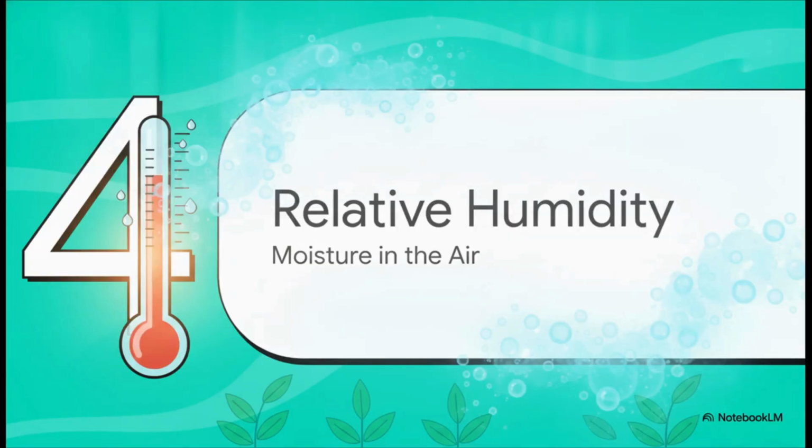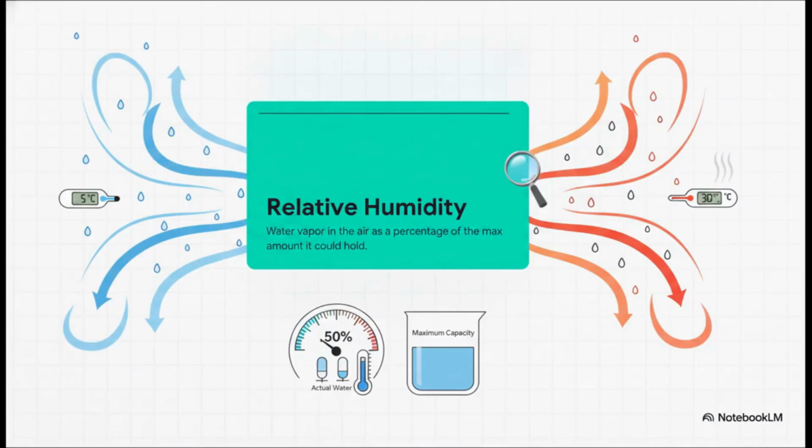Let's keep moving. Part 4. Calculating relative humidity, or moisture in the air. Temperature directly controls exactly how much invisible water vapor the air can physically hold. The strict textbook definition of relative humidity is the actual amount of water vapor present in the atmosphere expressed as a percentage of the maximum amount of water that the air could possibly hold at that specific temperature. You see, warm air can hold significantly more water vapor than cold air. If the air is holding exactly half of what it's capable of holding, then the relative humidity is exactly 50%.